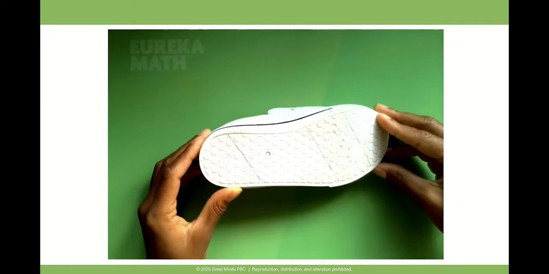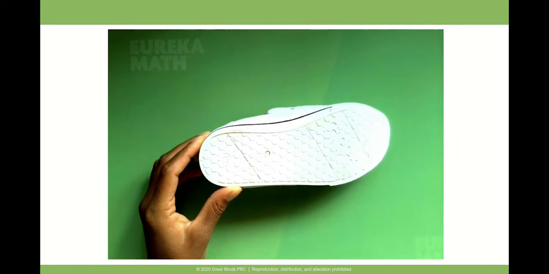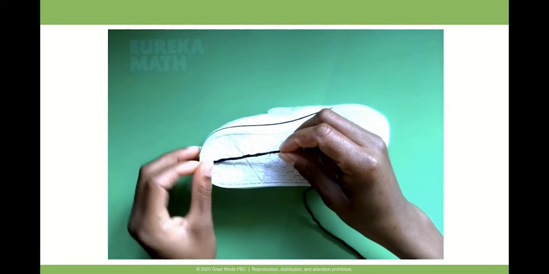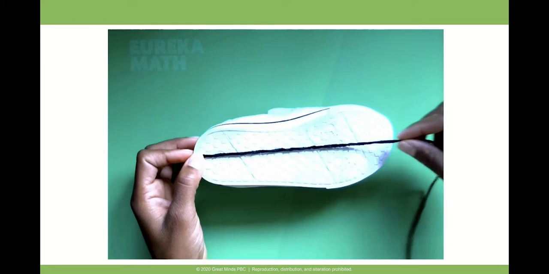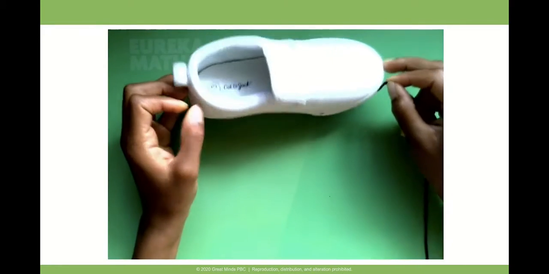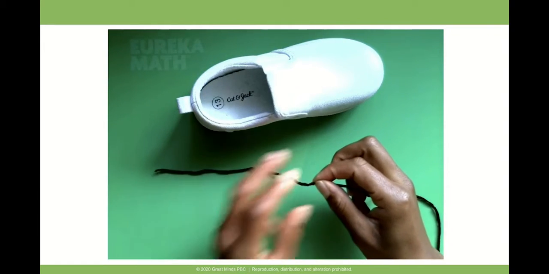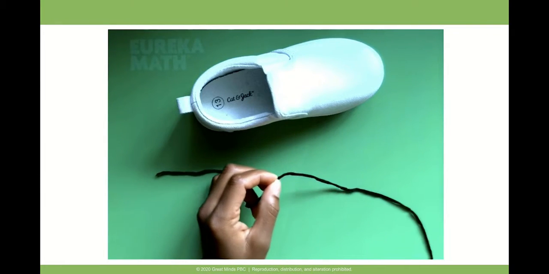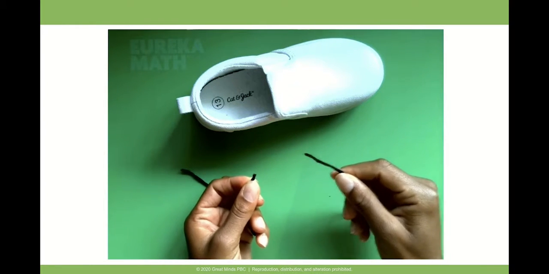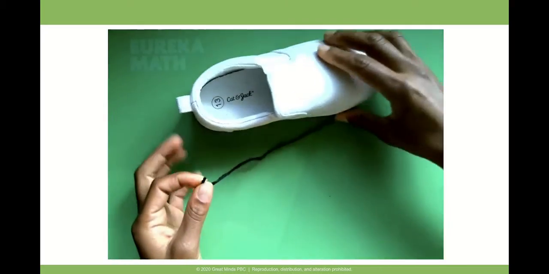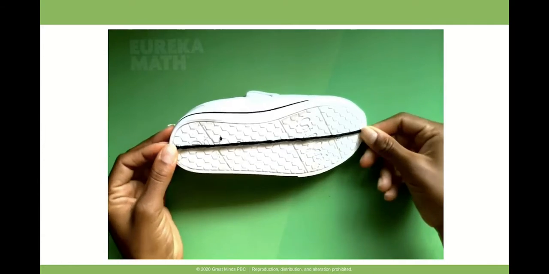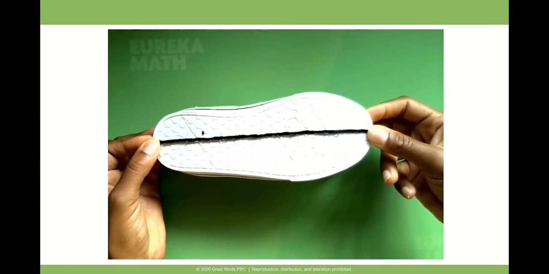Watch as I measure the shoe. Notice how I line my string up right on the end point and string it all the way to the other end point so I can get an accurate measurement. Then I will cut my string right where it ended at the shoe. Perfect. Let's go ahead and check just to make sure the string is the same length as the shoe. Looks good to me.